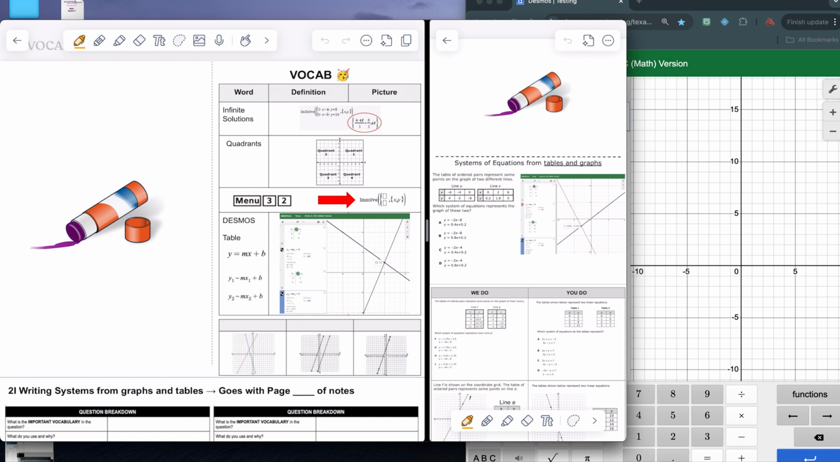Equations again. There is someone cooking, so if there's a little noise in the background, I'm sorry, but let's go ahead and start.